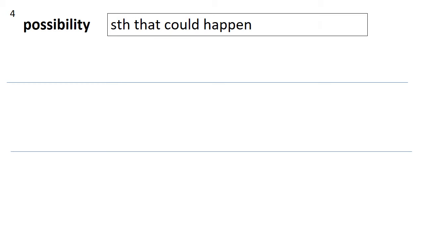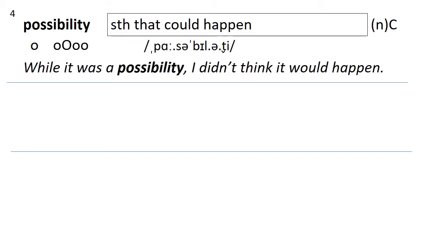Number 4 is possibility. Possibility just means something that is possible. It's a countable noun. It has 5 syllables, stresses on the third. Possibility. While it was a possibility, I didn't think it would happen.